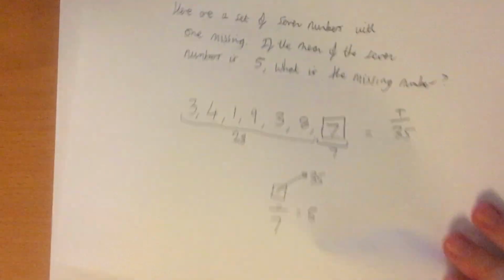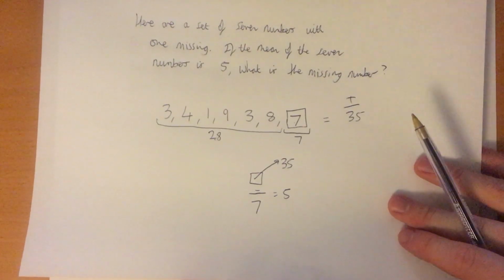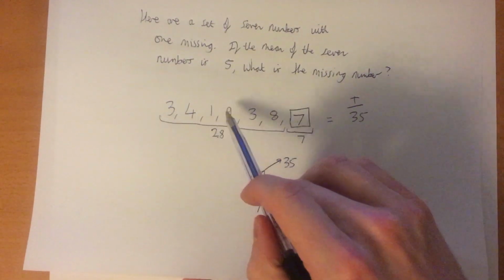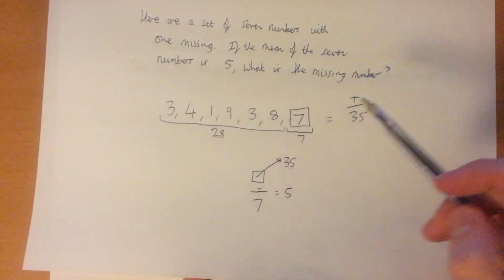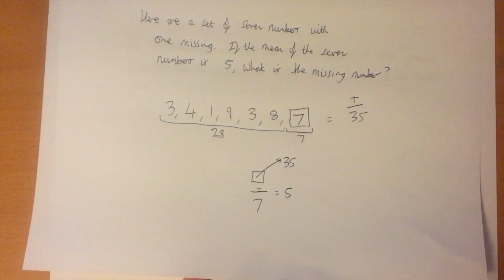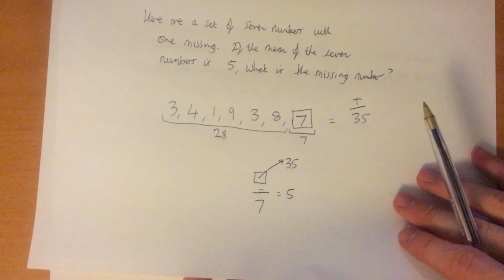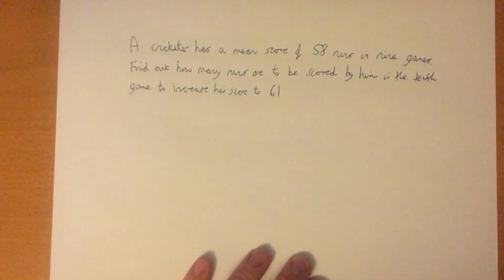And also, just by the way, guys, you could double check that if you wanted to. You could do 3 plus 4 plus 1 plus 9 plus 3 plus 8 plus 7 and divide it by the amount of numbers there are, which is 7, and that will get you to 5. So therefore, you know your answer is right. So you can check your answer.